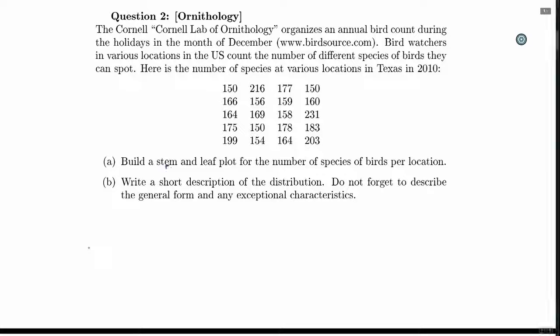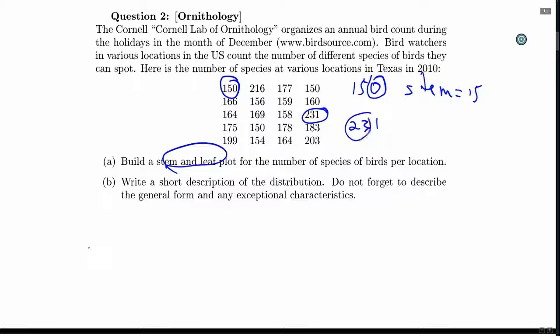To construct a stem and leaf plot, what we want to do is identify our minimum. Here our minimum is 150, and we also need the maximum. Maximum is 231. For each one of these numbers, the rightmost number is the leaf. For 150, the stem will be 15, and for 231, the leaf is 1 and the stem is 23. And so we'll need stems from 15 to 23.